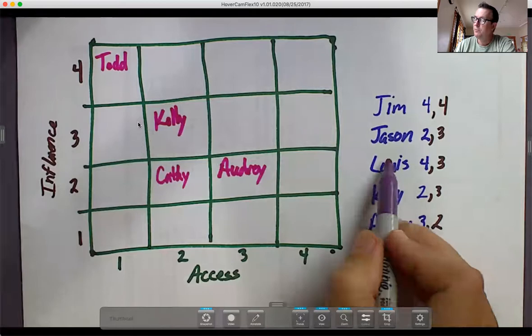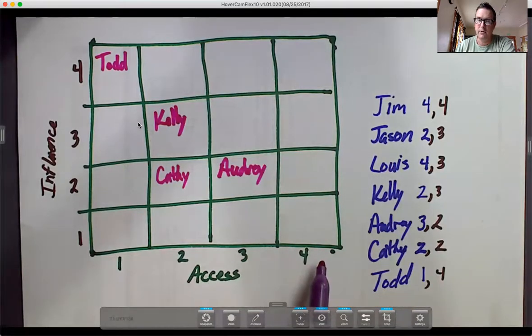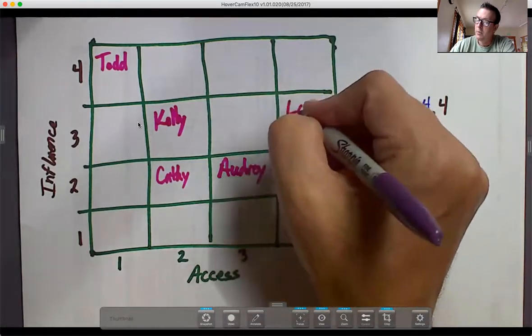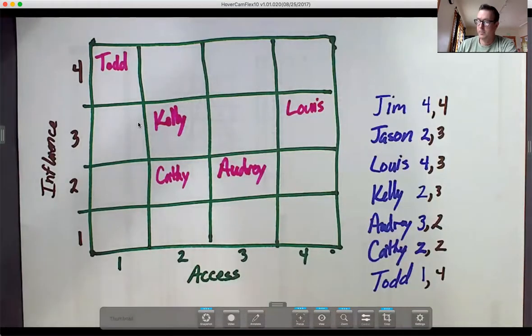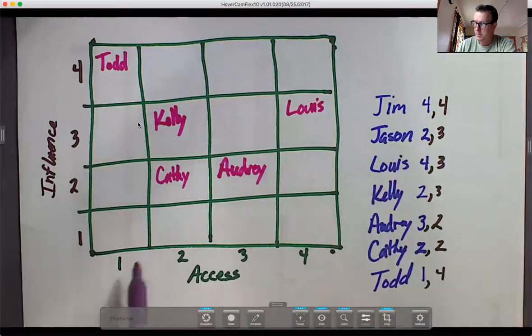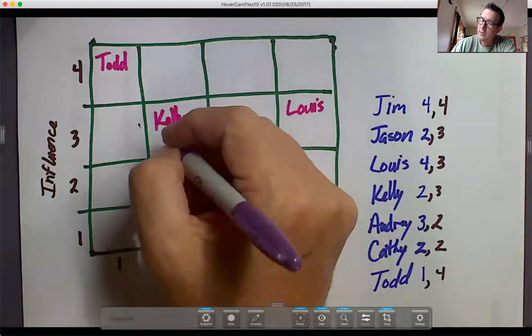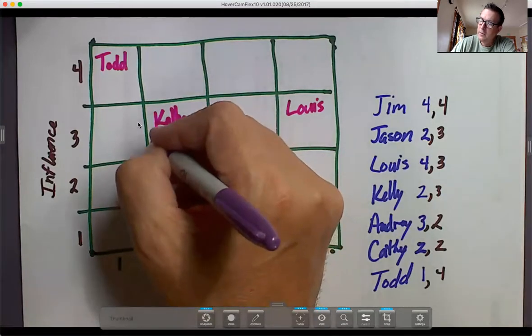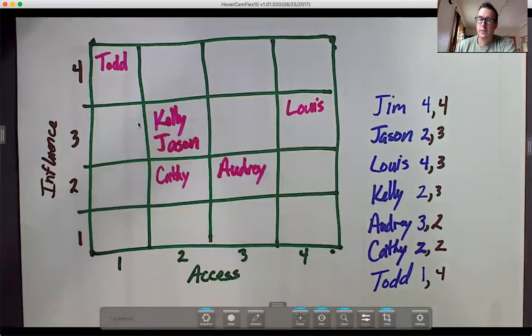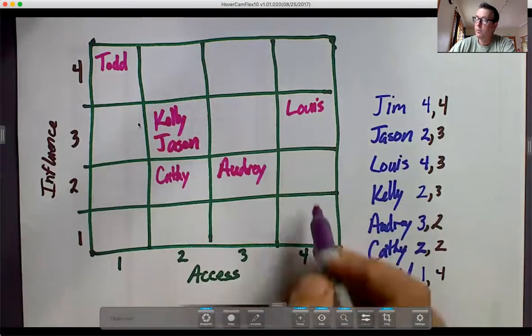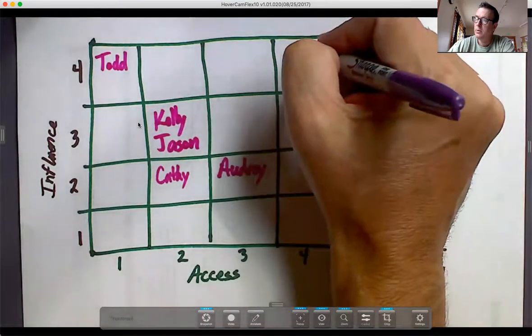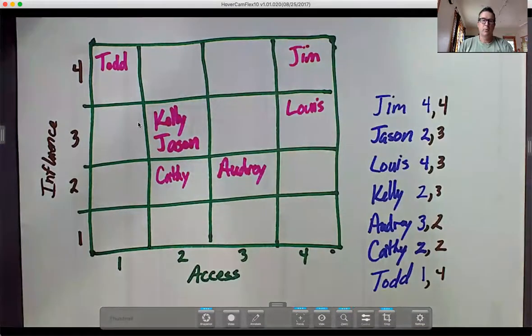All right. Louis is a 4 and a 3. So all the way over on access, almost all the way up on influence. All right. Jason's a 2 and a 3. So 2 on access, 3 on influence. And last but not least, Jim's a 4 and a 4. So he would be up here. All right. And the power of this map is that it gives you a landscape of where people are and where you are.